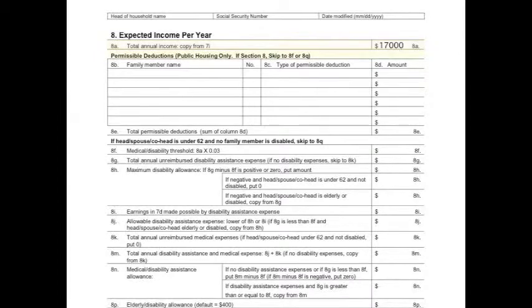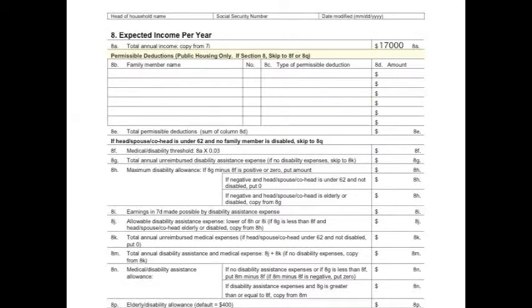Next, you're going to see a bold area that says permissible deductions, public housing only. Lines 8B through 8E are for public housing only. They have a 6th optional deduction that we don't use in the Housing Choice Voucher program. For the purposes of this class, we will not be calculating any permissive deductions, so fields 8B through 8E will not be used. Do whatever you have to, mark it out, put X's there. We're not going to be using this field. We're always going to skip down to the next bold area.